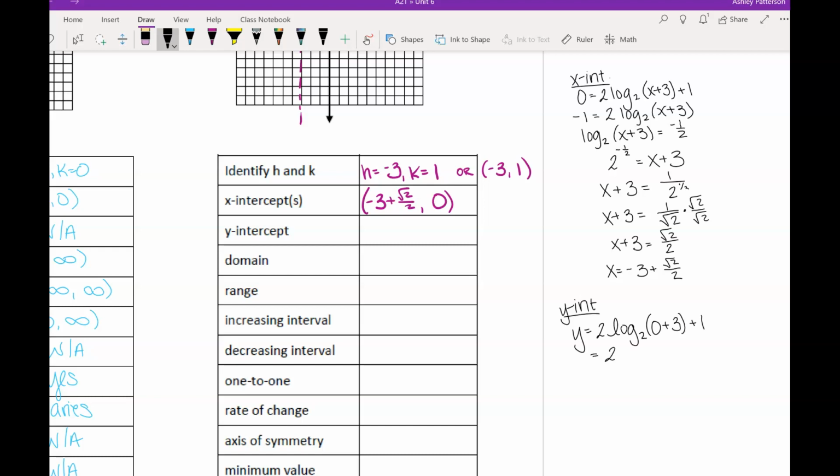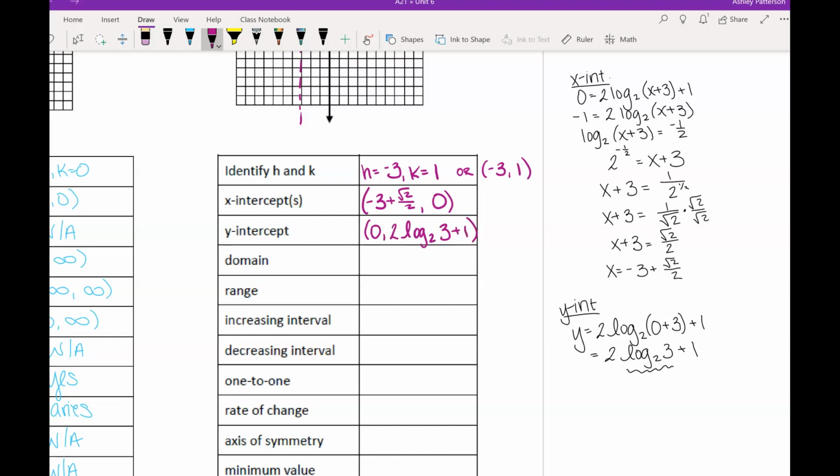And if we keep simplifying, we get 2 times the log base 2 of 3 plus 1. Ladies and gentlemen, can we raise 2 to some power and get 3? Can I evaluate that logarithmic term? Well, 2 to the first is 2. 2 squared is 4. Nope. So our x-intercept is going to be written as (0, 2 log base 2 of 3 plus 1).